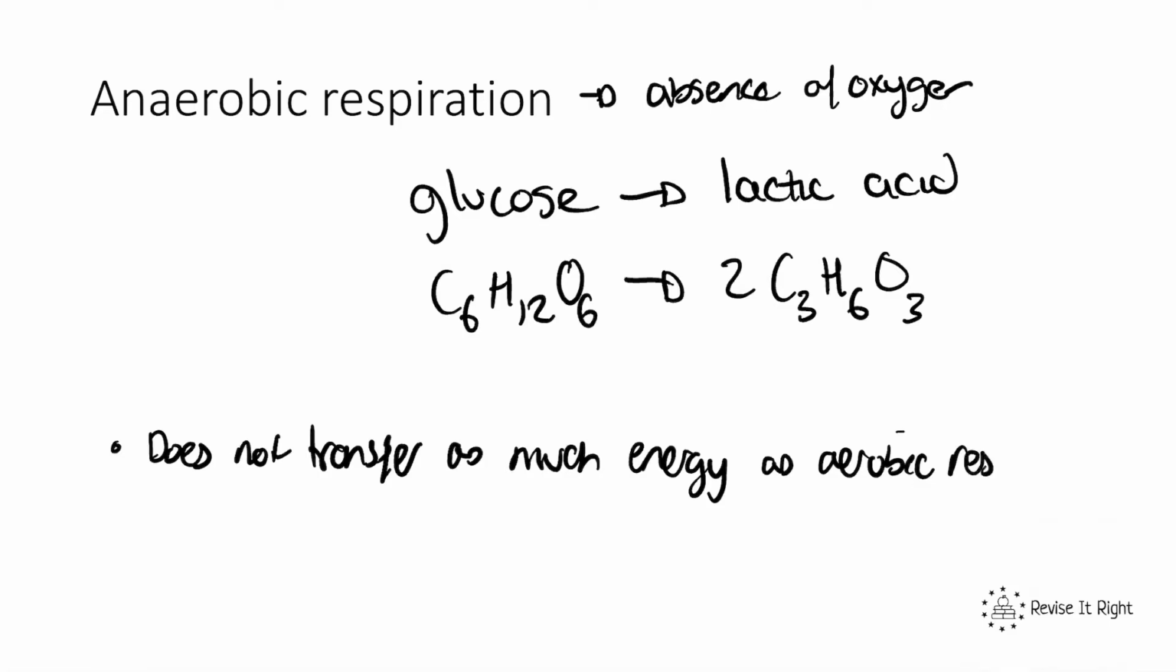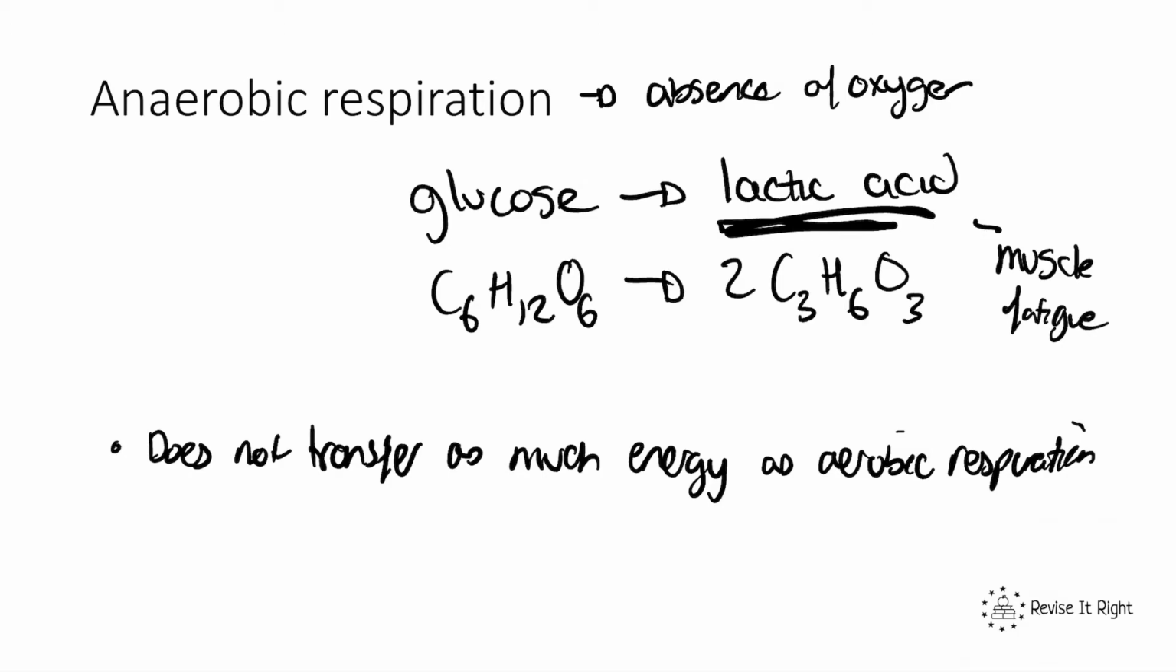Because it's not fully broken down, it does not transfer as much energy. So remember, anaerobic just means without oxygen, the incomplete breakdown of glucose, and it makes lactic acid. Now this lactic acid is quite toxic in our bodies and causes muscle fatigue. So if you're running, sprinting, and you suddenly get a stitch, that may be because you've got a build-up of lactic acid and you're getting muscle fatigue.